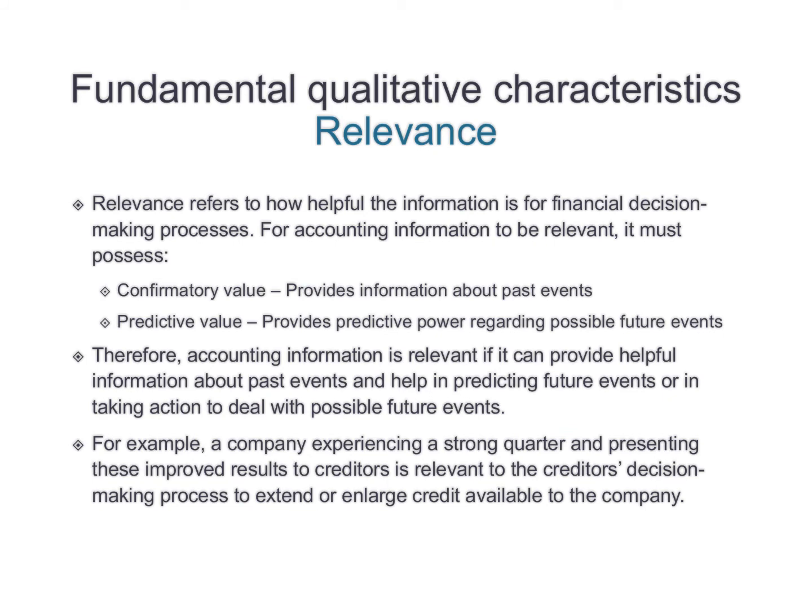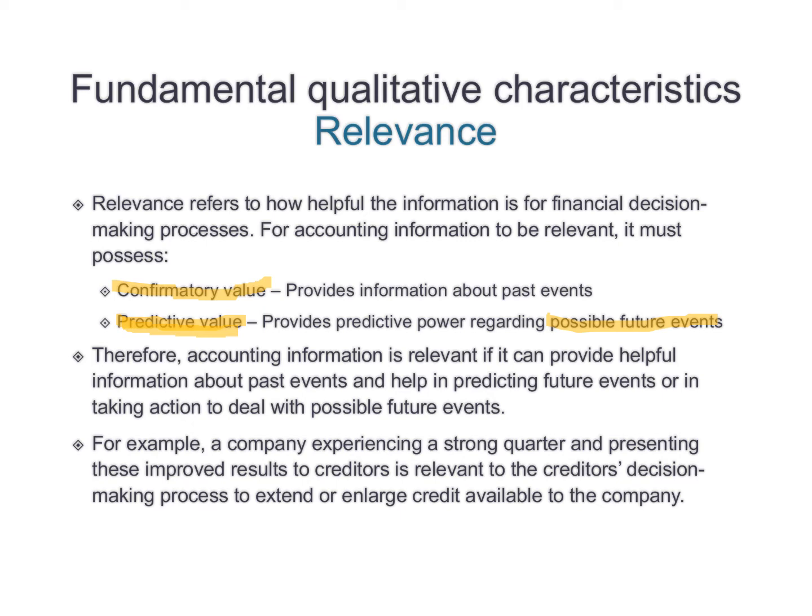This is the first fundamental qualitative characteristic of accounting information, which is relevance. So relevance ni dia refers kepada how helpful the information is for financial decision making process. So untuk jadi satu relevant information, dia kena ada the confirmatory value, which is information tu kita boleh sahkan dia punya kebenaran, dan juga dia kena ada predictive value. Okay, predictive value means that it provides predictive power regarding the possible future event.